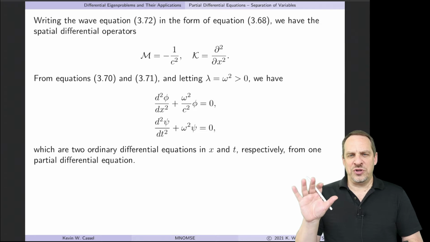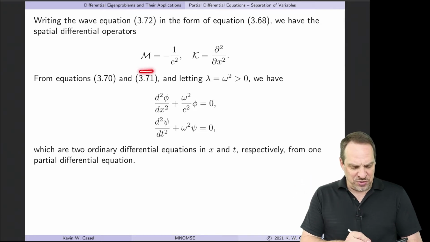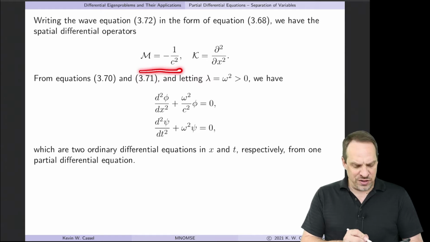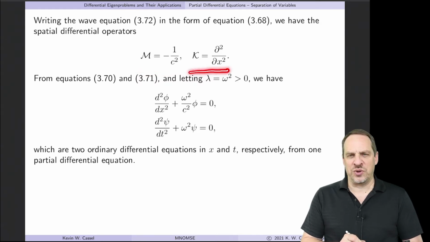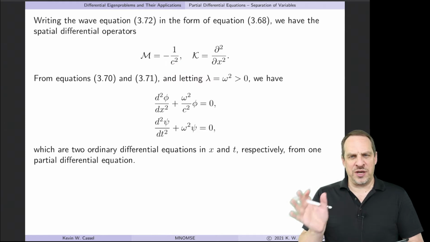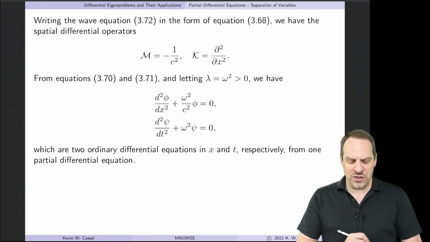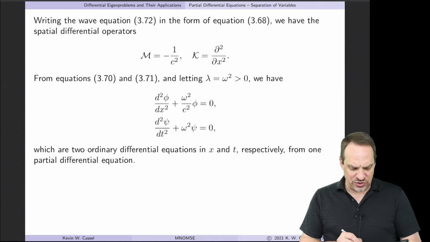Now in the general three-dimensional case that we looked at the beginning of the video, the m will be minus 1 over c squared, and the k will be partial squared partial x squared. That's the only spatial derivative that we have in our 1D wave equation. Notice the c squared, we could put it in the m or the k, it doesn't matter. I put it in with the m. And then the equation for phi that we have is d squared phi dx squared plus omega squared over c squared phi is equal to 0.